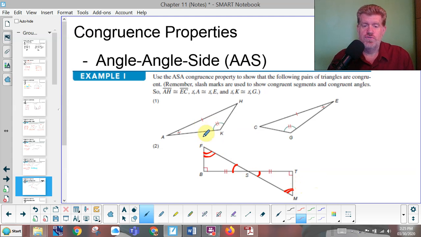So if that's true, I have these two angles and a side. The side does not have to be between them. As long as you have two angles and a side, you can say the same thing. So this could also be shown as true by angle, angle, side. Two angles and any side you want.